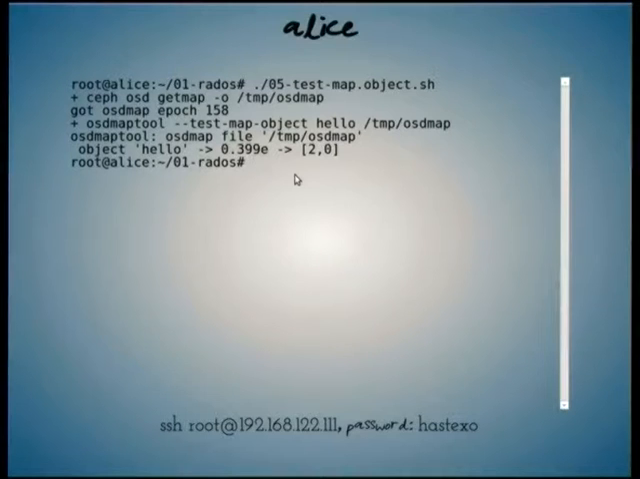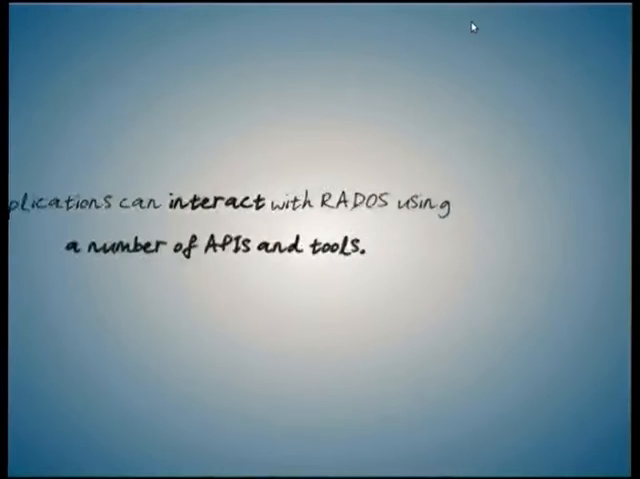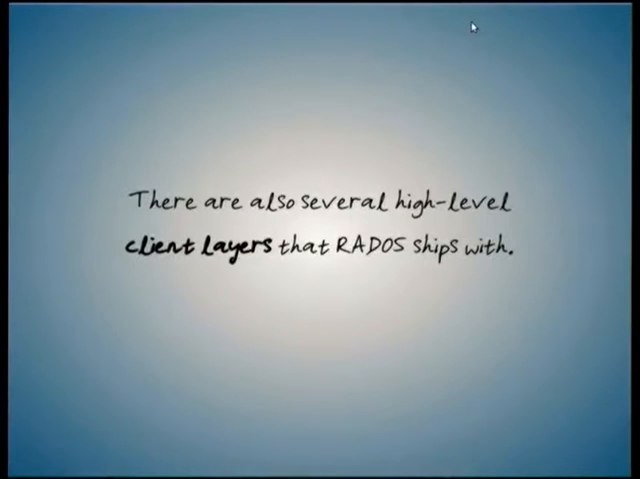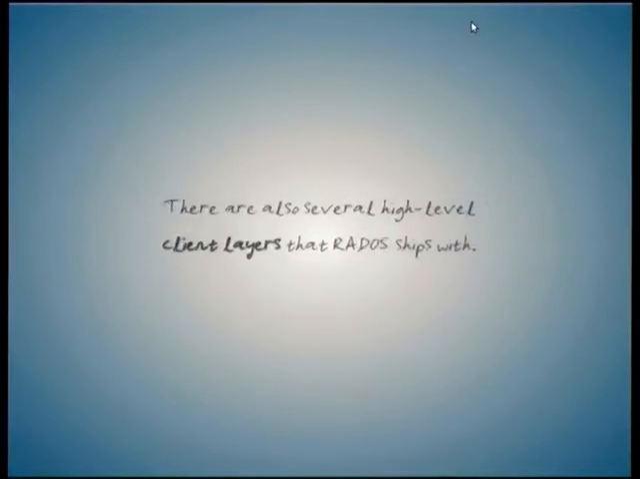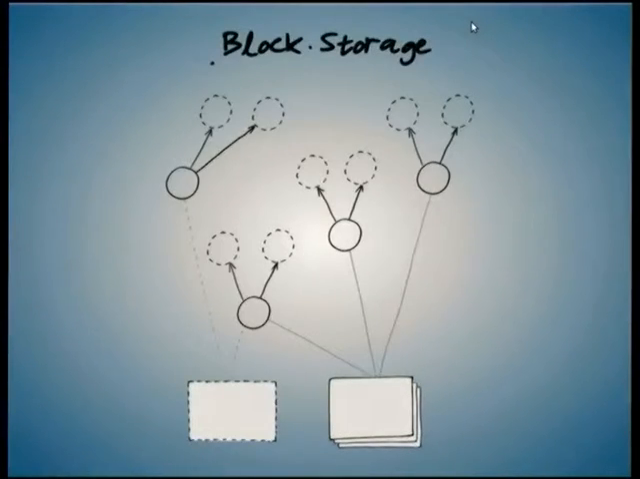Okay, and we can fire that back up while I go along. Okay, and then there are several high-level client layers that RADOS ships with, and that's what we're going to concern ourselves with in the last just over 30 minutes of this tutorial. So one of those high-level client layers is RADOS Block Device, or RBD.